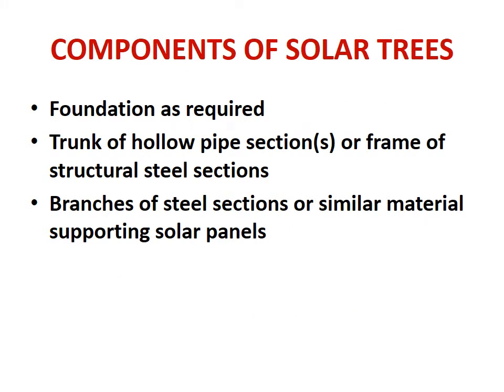If we discuss components of solar trees, then as we know, a foundation is required in these trees because of being a structure. Then the trunk is similar to a tree, so normally this may be of hollow pipe sections or frames of structural steel sections. Then branches of steel sections or similar material for supporting solar panels.